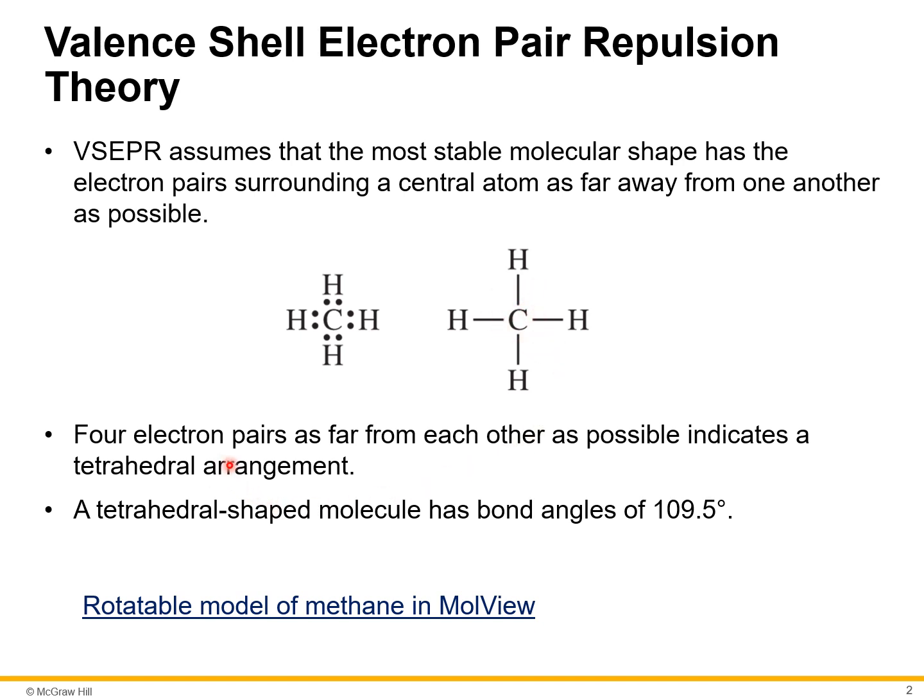For this example, methane, CH4, we have 4 electron pairs as far away from each other as possible. This gives us a tetrahedral arrangement. If we look at the central atom, it has 4 groups, one to the left, top, right, and bottom, and there are no lone pairs on the carbon. This gives us a tetrahedral shape, and we'll talk about a few other shapes in the next slides.